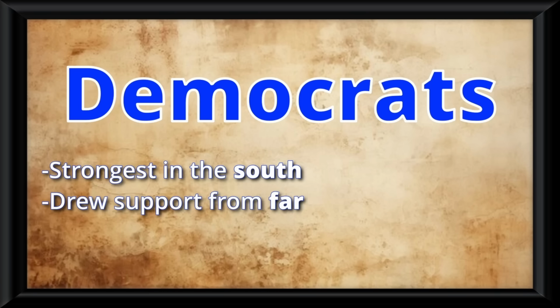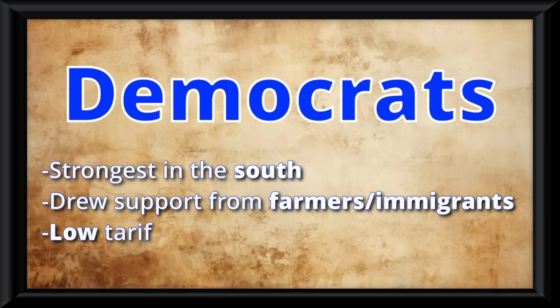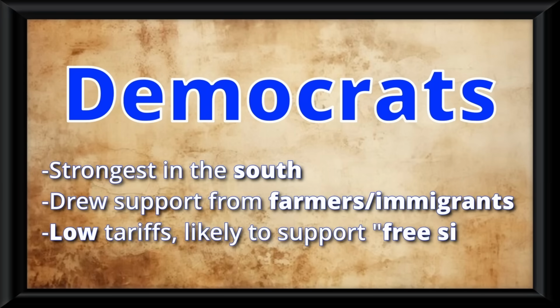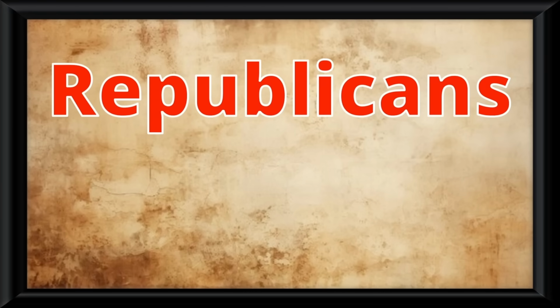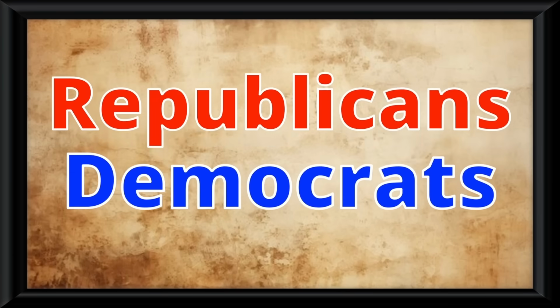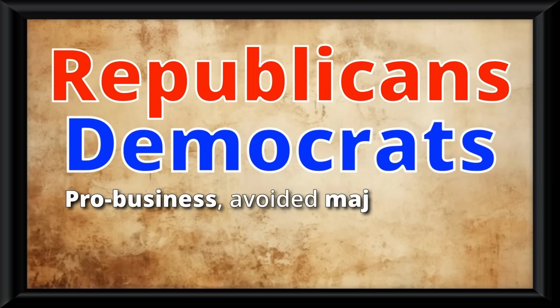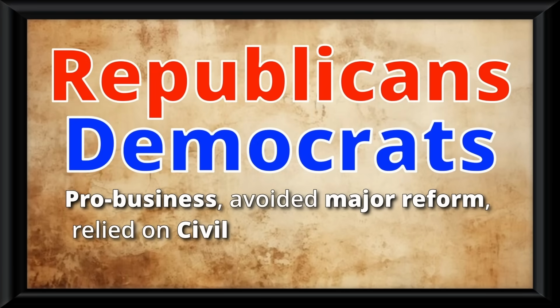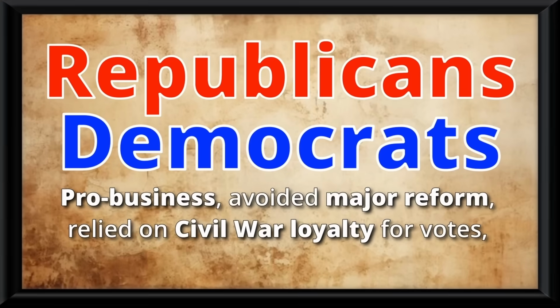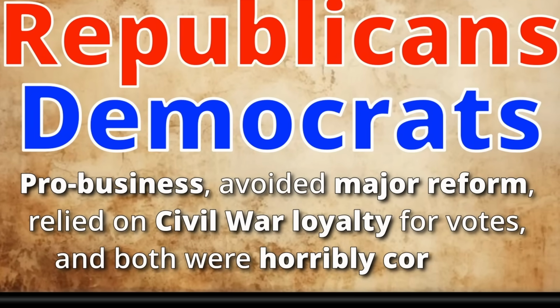They often drew support from farmers and immigrants, and they liked low tariffs, and they were more likely to support something like free silver as the currency system. The ironic part here is that these parties actually had a lot similar to one another. They both were pro-business, they both avoided major reform, they both still relied on Civil War loyalty for votes, and most of all, they both were horribly corrupt.